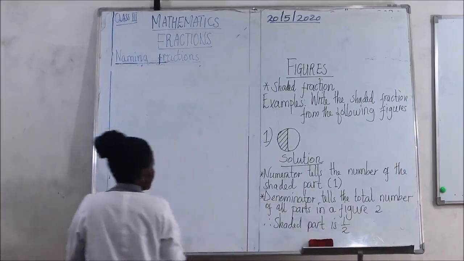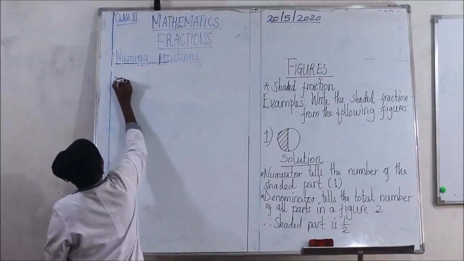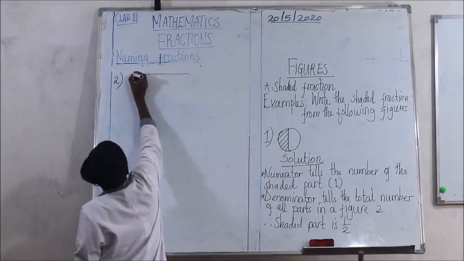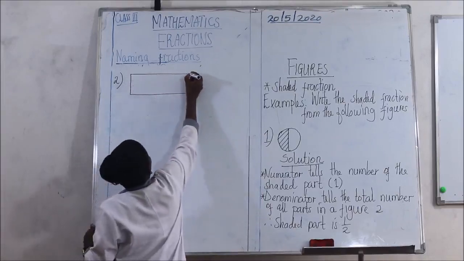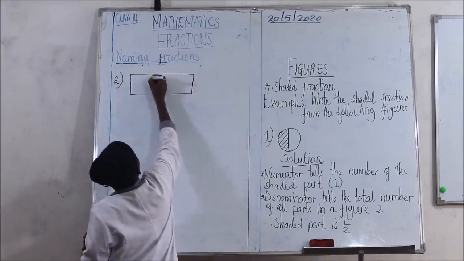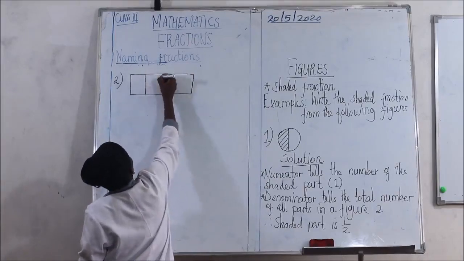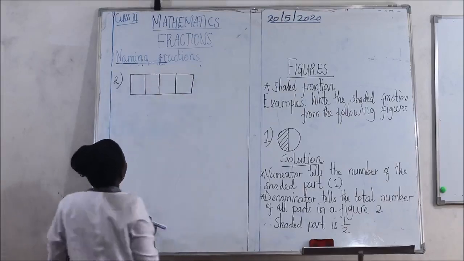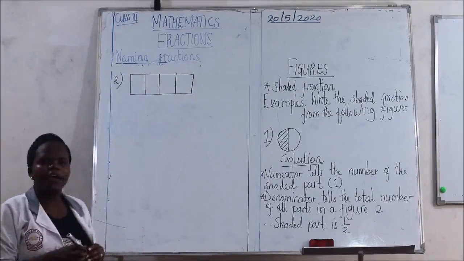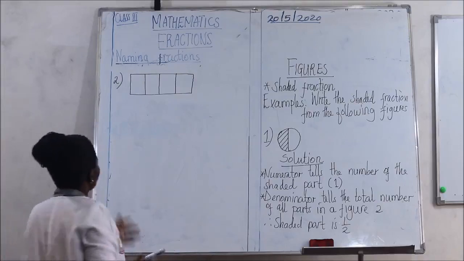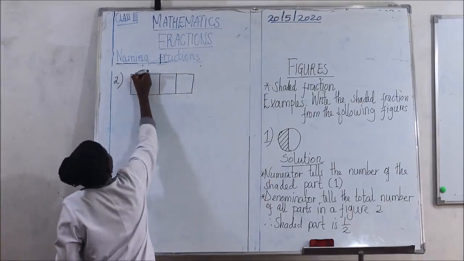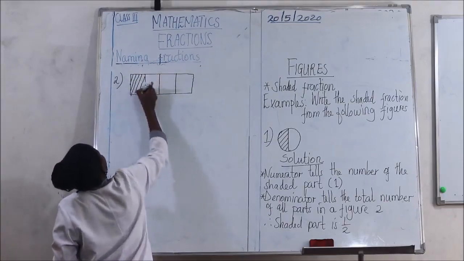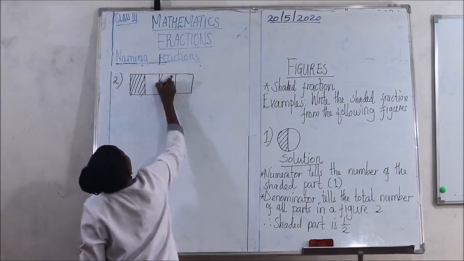In the second example, we can have this one: a diagram like a rectangle, which is divided into 4 equal parts. Then from this diagram, let's say the 2 parts are shaded. We have this one and maybe this one.